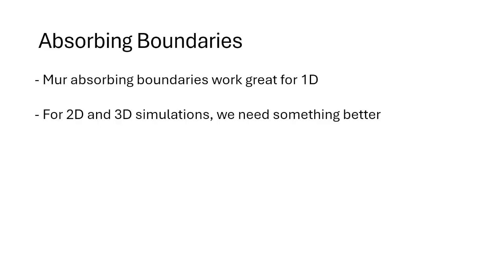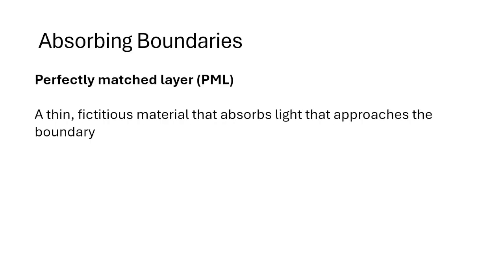Now, as I mentioned last time, mirror boundary conditions are great for 1D, but for 2D and 3D simulations, we need something a little stronger. We need something that's going to absorb light at a bunch of different angles, regardless of polarization, and for all frequencies. So for that, we turn to the PML, or the perfectly matched layer. This is a fictitious thin film of material that we place around the walls of our simulation domain, and it absorbs light that comes towards the boundary.